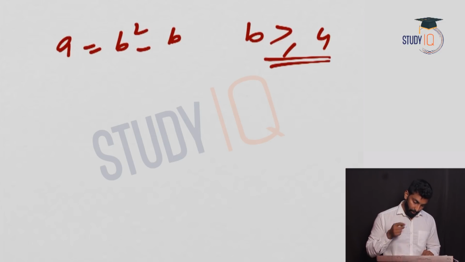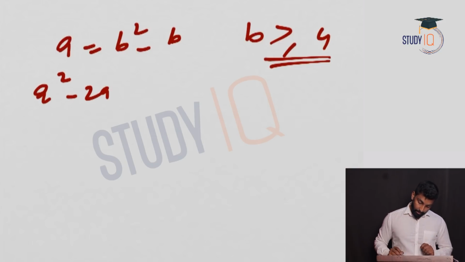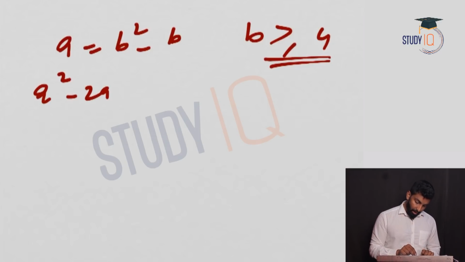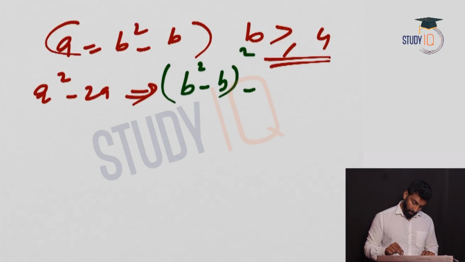In this question, what is given is a = b square minus b, and b is greater than or equal to 4, which is also given. Now you need to find a square minus 2a is divisible by which among the following. So you just substitute the value of a, which is already given: (b square minus b) whole square minus 2 into (b square minus b).